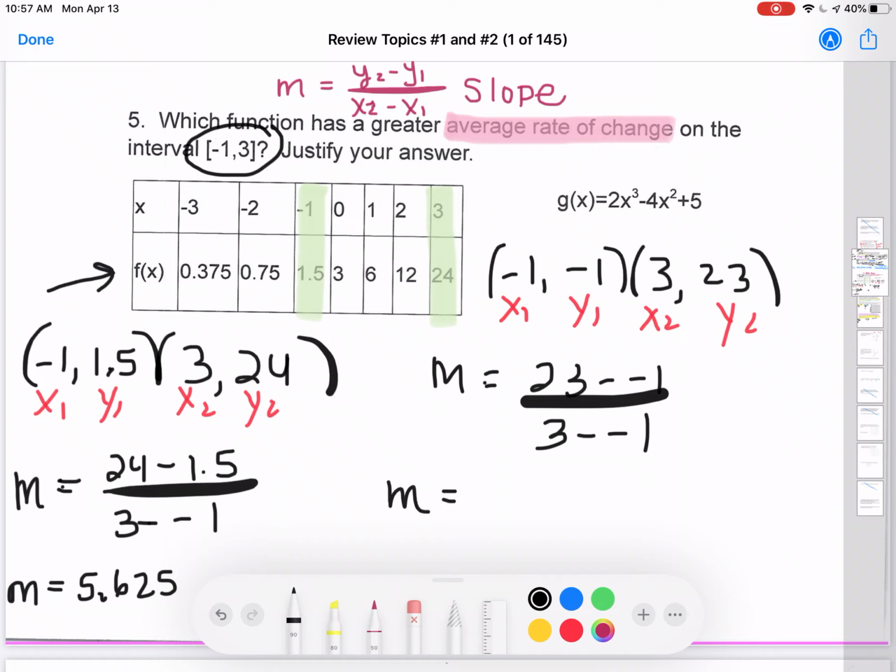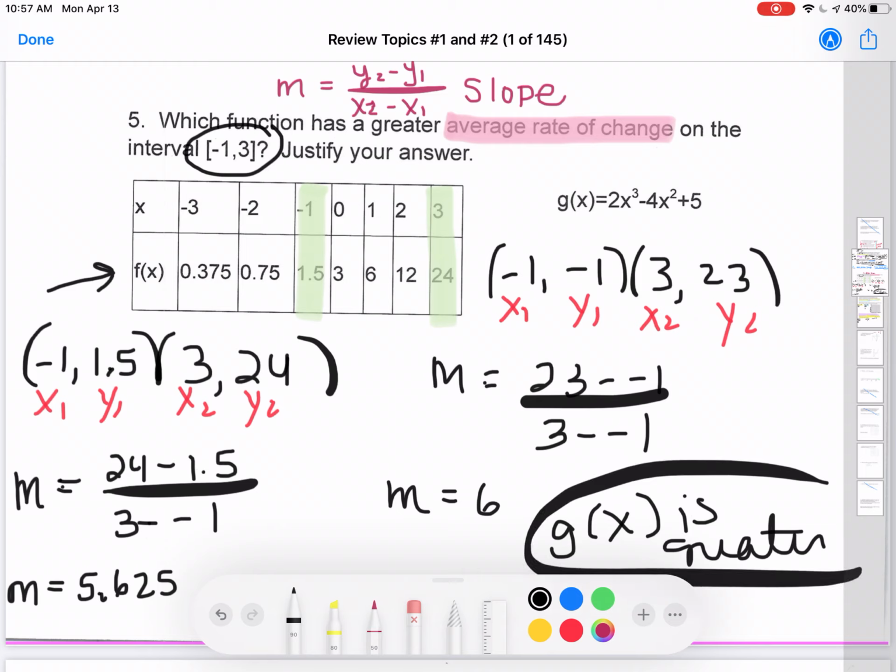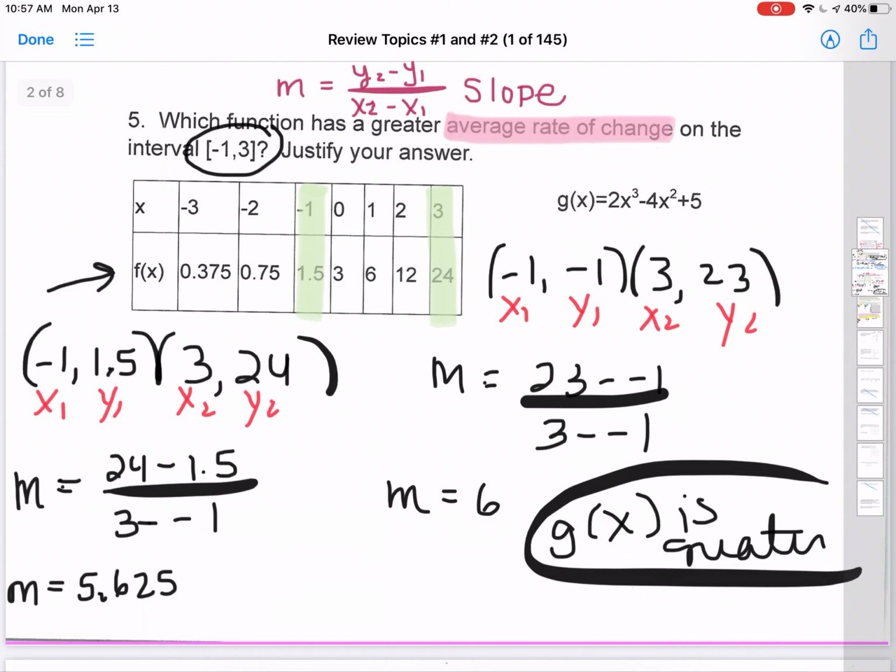Has to. m equals 6. Okay, so which one is greater? So g of x is greater. And there we go. Okay, so I think you guys are really good at that.